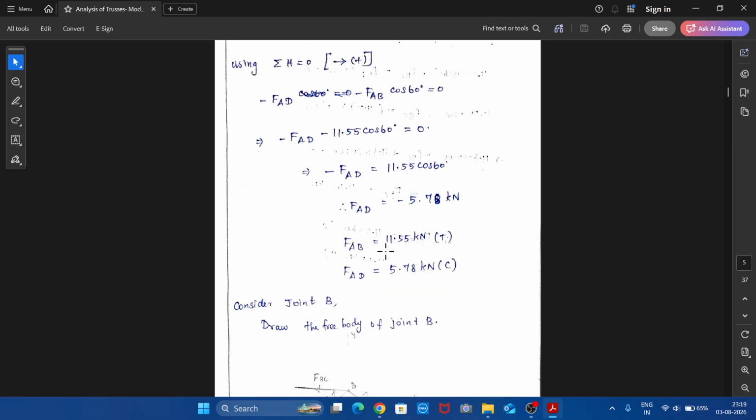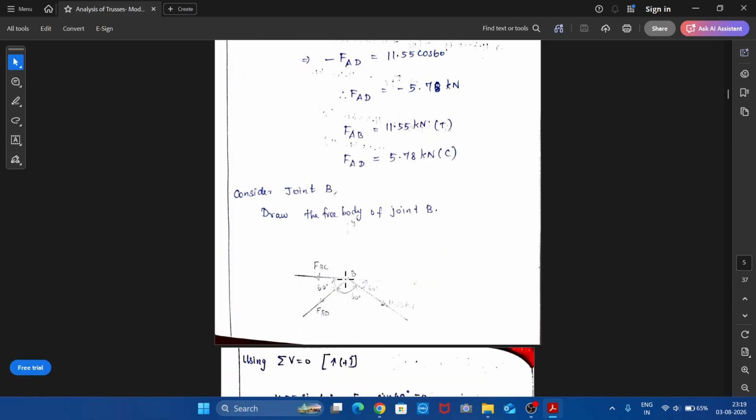Now moving to joint B, draw the free body of joint B. So here joint B is there. On the left side we have FBC. On this inclined side we have FBD. And here we'll be having FBA, or FAB. This force is FBA or FAB, and FAB we have already found as 11.55 kilonewton tensile.